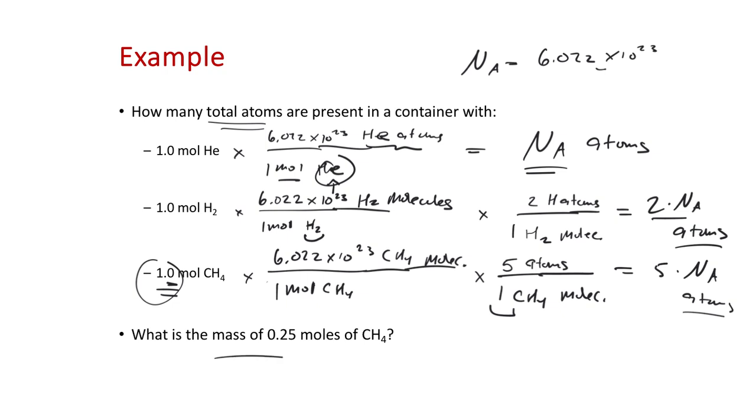We could solve a problem like below. What's the mass of 0.25 moles of CH4? In grams. It doesn't say in grams, but we'll say in grams so you know what unit to go into. So the number of grams for the sample, we'll start with what we're given.